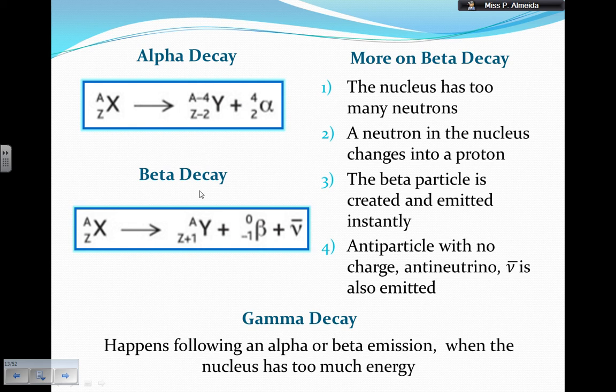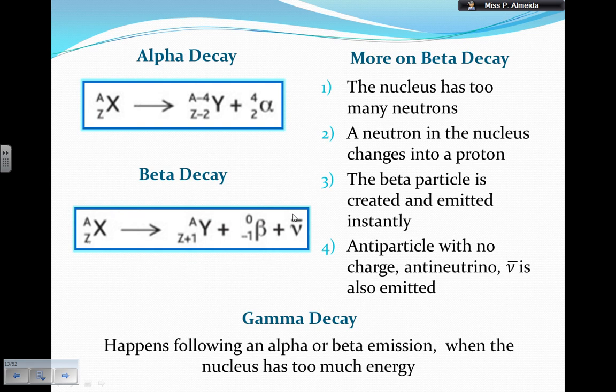The same applies for beta. So, if I start with the mass number of A and atomic number of Z, then I will get a new nucleus Y plus the beta particle, mass number of 0 and the atomic number of -1. So I must have A as the new mass number, because A plus 0 gives me A. And then the atomic number for the Y must be Z plus 1, because Z plus 1 minus 1 gives me Z again.